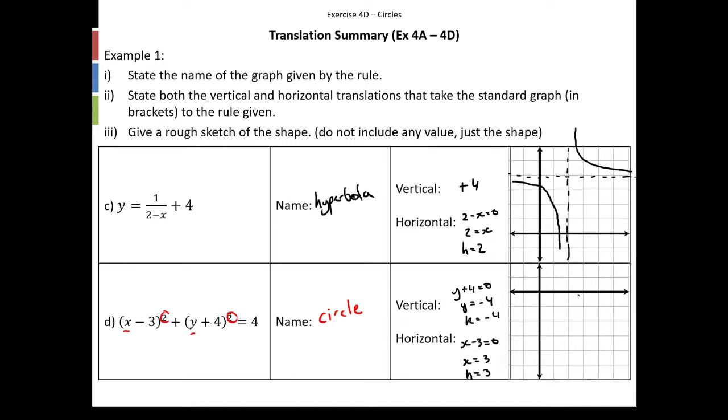So k is -4, h is 3, so across 3, down 4, there's our center. Now just quickly, it's going to be equal to r squared, r squared is 4, so r is equal to 2, a radius of 2, across 2. Our circle looks like that. I'll show you more about this radius in a second and how to come up with this. Quite possibly the worst potato looking circle, but you get the idea.